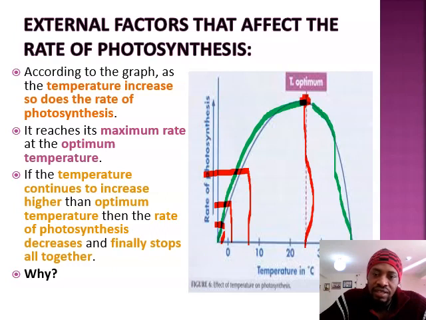After the optimum, when temperatures get too high, these enzymes start getting denatured. They get burnt up. They start losing their structure, their conformation, and their function. That's why we see the rate of photosynthesis curving downwards. It's dropping until at one point, when the enzymes are totally denatured, the rate of photosynthesis stops altogether. Photosynthesis doesn't take place. It means that starch will no longer be formed. So these are the factors that affect the rate of photosynthesis.